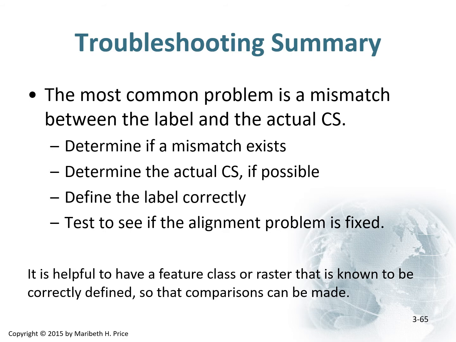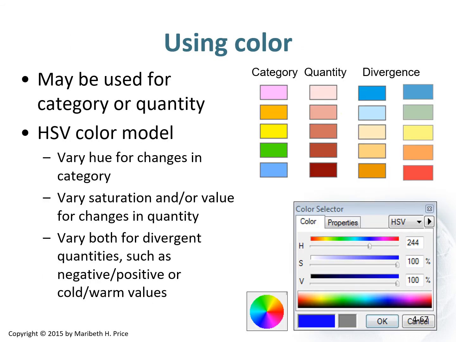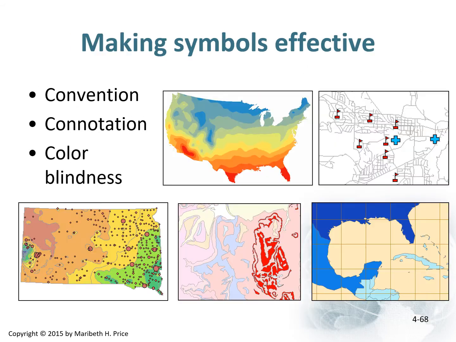Most of the time when there's problems, it's because of something with the coordinate system. When you're mapping stuff out, you've got to think about the different things that go into how you map things, like shape, size, thickness, line type, color, pattern, and font, and how you can use these to display and share your information differently. Using color, understand the variations of color. When you're looking at how you symbolize maps, think about convention. Grass is green, water's blue. That makes sense. Think of the connotation. If you're mapping temperatures, hot or warm is orange, whereas blue might be cold. Also be aware that some people that look at your maps are colorblind, and think about that when you're designing and creating maps.